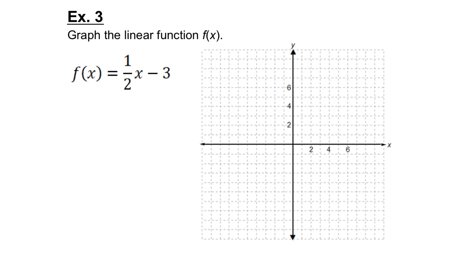Now this example is a little bit different. This time I'm giving you the function equation, and I want you to make the graph. Remember what the different numbers in the equation represent. One of them is the slope, one of them is the y-intercept. If you know those two pieces of information, you can figure out how to draw this line. So why don't you pause the video and try this to see how you do.